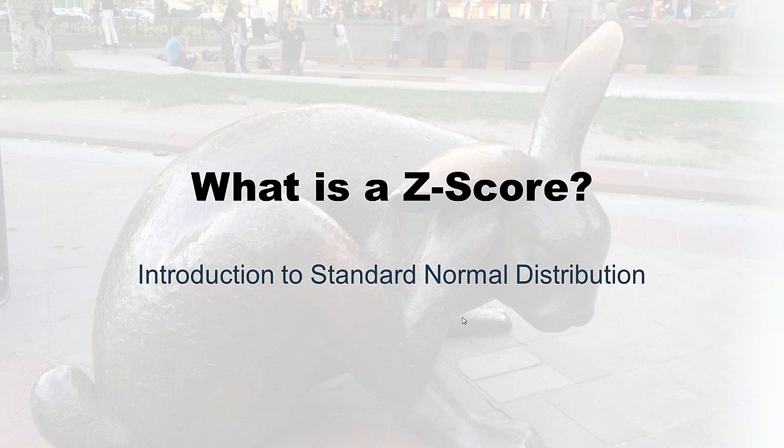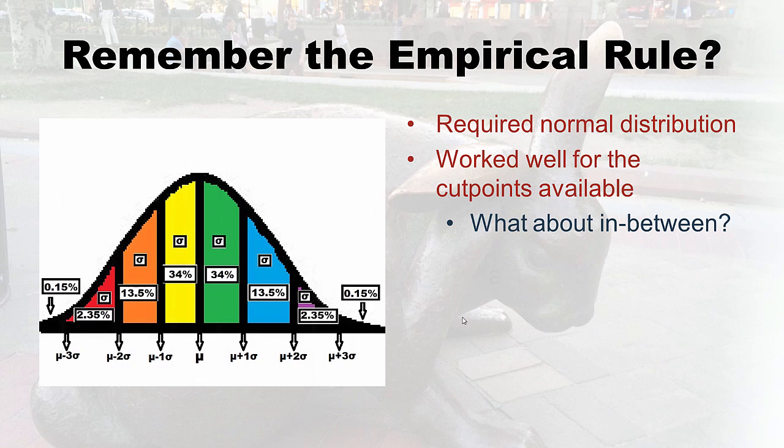So all this talk about z-scores. What is a z-score and what is the standard normal distribution? Let's take a look at this very pretty thing I made. You may recognize it from the last lecture. It was my little empirical rule diagram. Remember the empirical rule, and remember how it required a normal distribution. Well, that worked well for the cut points available, like mu plus or minus one standard deviation, mu plus or minus two standard deviations. If we asked questions that were right on those cut points, we had good answers. But what about in between those cut points?